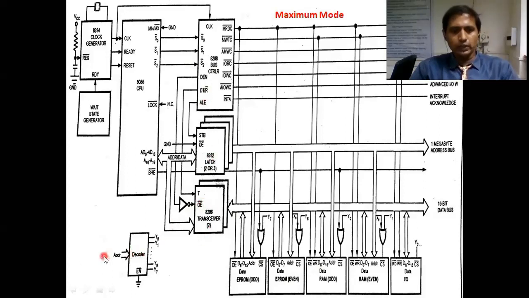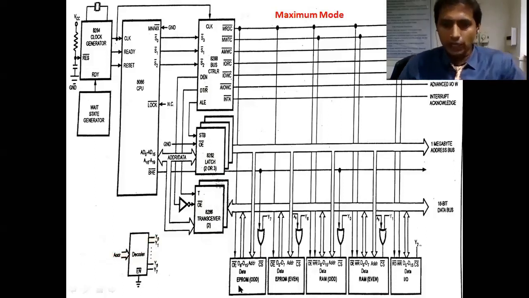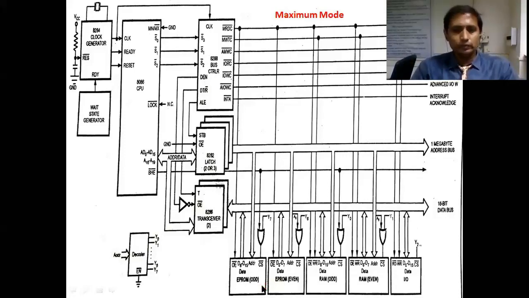The decoder also takes a set of inputs as address lines and generates outputs. These outputs are given to memories and IOs for activating. Let us see from the memory point of view. Here also we are taking 1 megabyte of memory. So EPROM of 1 megabyte has odd addresses and even addresses. Similarly, RAM also has odd addresses and even addresses. So the total memory of 1 megabyte is divided in the form of odd address and even address.